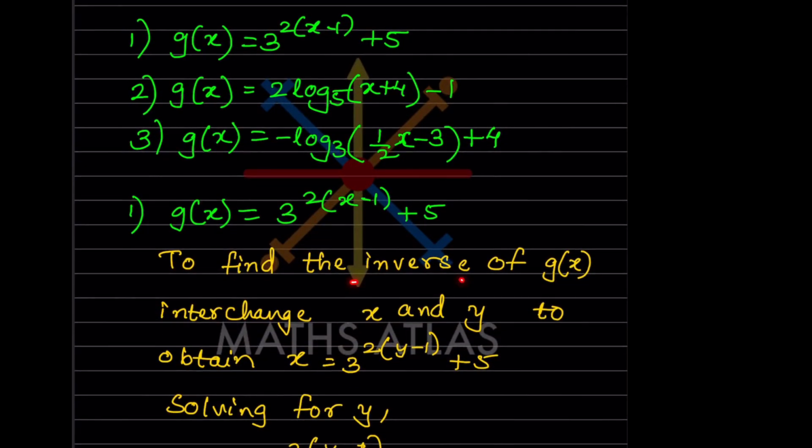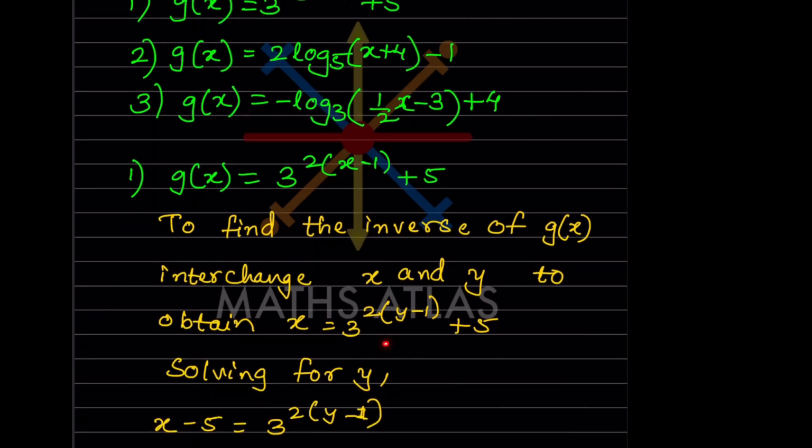So now you have to find the inverse of g of x. What we have to do is interchange x and y to obtain x is equal to 3 raised to 2y minus 1 plus 5. Wherever you see x, you are going to put y, and wherever you see y, you are going to put x. The rest is all the same. Hope you got this. You have to interchange x and y. Even though g of x is actually y, here you have x, and this you have as y.